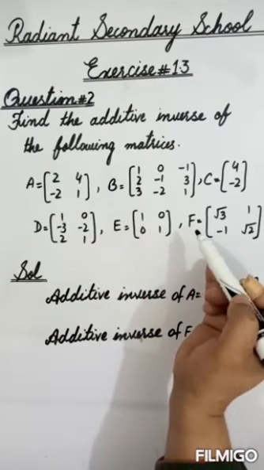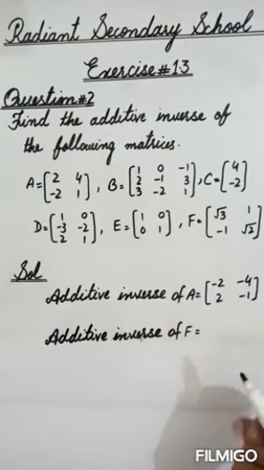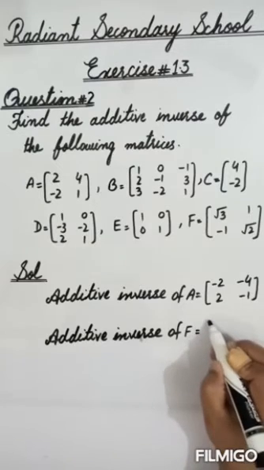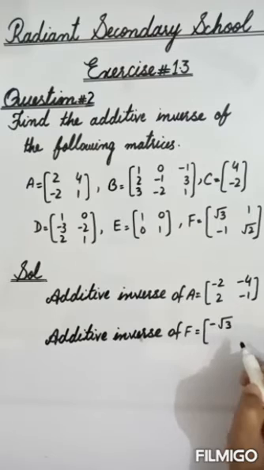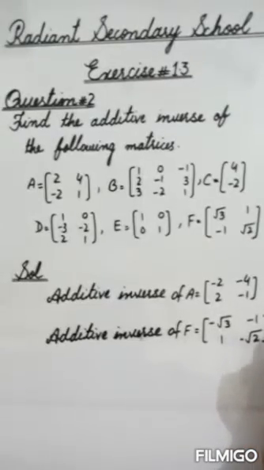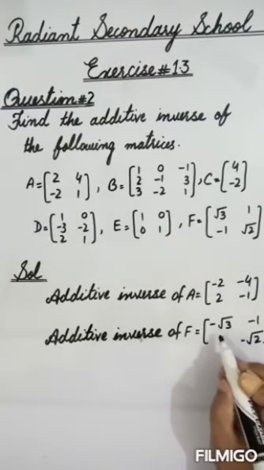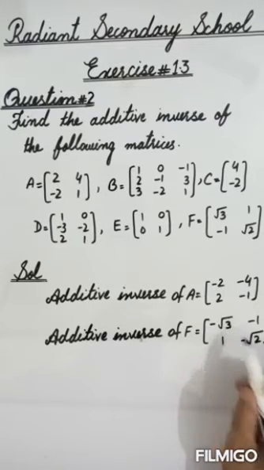Now there is the last matrix F and it is equal to √3, -1, 1 and √2. Now the additive inverse of F is equal to -√3, -1 goes to +1, then +1 goes to -1 and the last entry is √2 and it goes to -√2. Students, here you have to keep one thing in your mind. You have to put the negative sign before the under root, not inside the under root.